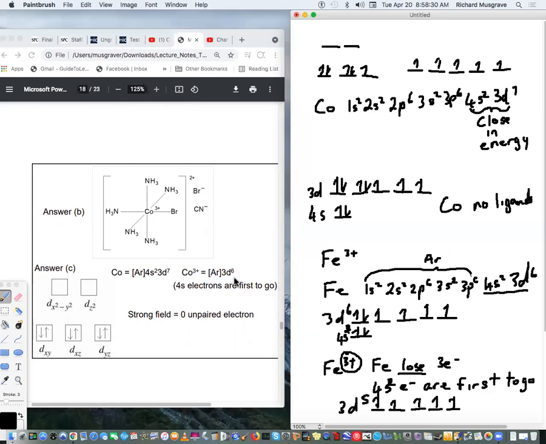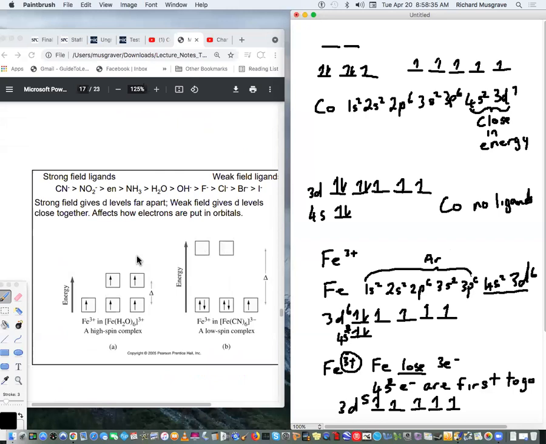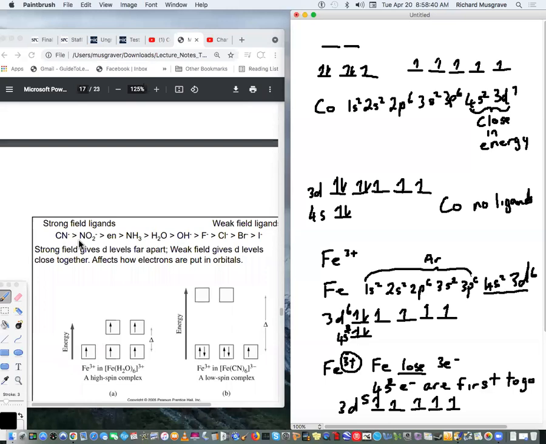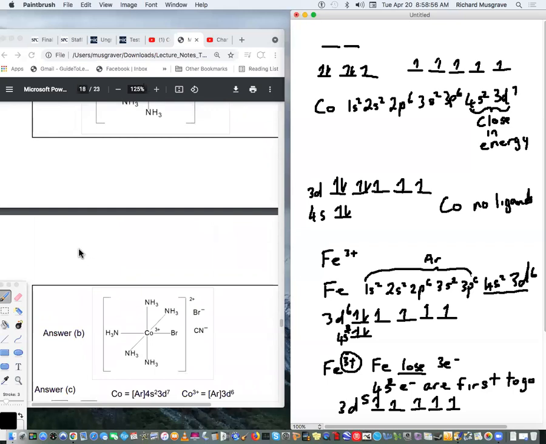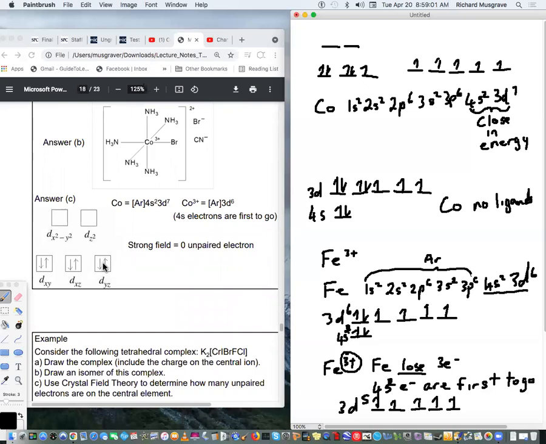Now, since it's strong field, and we know it's strong field because it's all ammonias and CN, one thing is, I'll never give you a situation where it's not obvious what it is. I'm never going to give you combinations of strong and weak field ligands. So it will be one or the other. So this is octahedral, which means that it's going to be 3 on the bottom, 2 on the top, like I showed you over here.